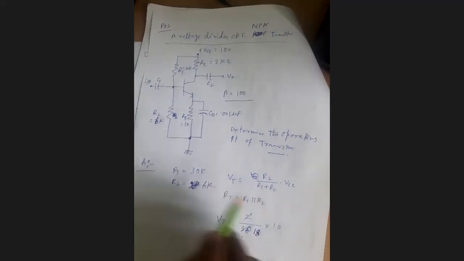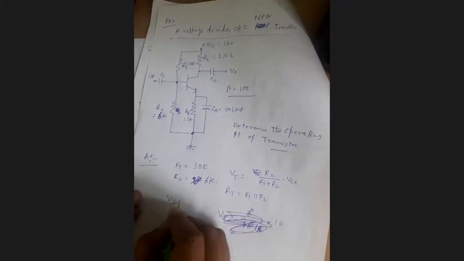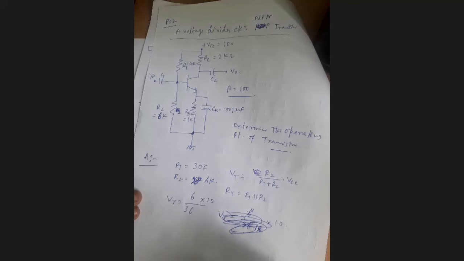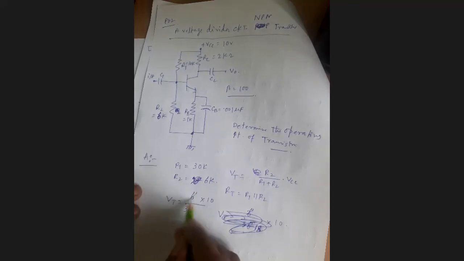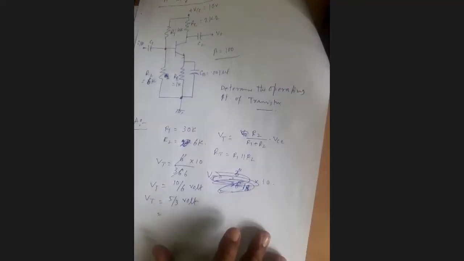R2 is equal to 6 by 36, so VT equals 6 by 36 into 10. Kilo is cancelled out in both numerator and denominator. That is 10 by 6 volt. VT equals 5 by 3 volt. So what is the value of VT? 1.67. 1.67.